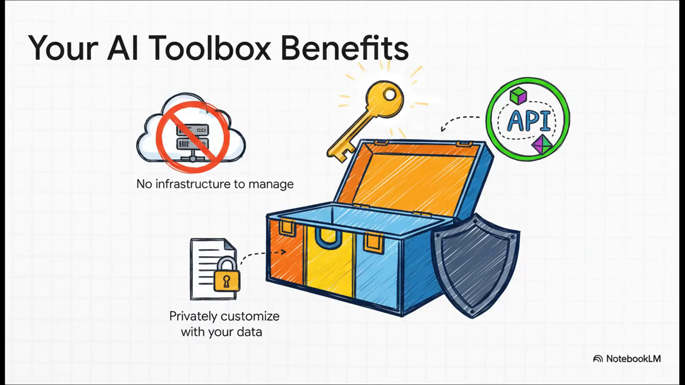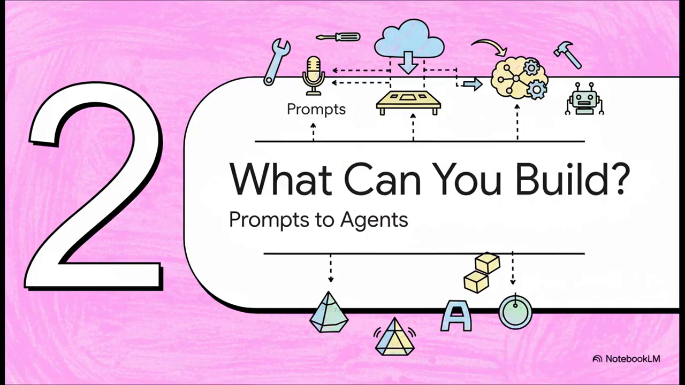And that's where this whole toolbox idea just clicks. Imagine having one key, that single API, that opens up a massive workshop filled with all different kinds of tools. You don't have to maintain the workshop, it's totally serverless, it's got security locks built right in. And maybe the best part, you can bring in your own private data to customize any of these tools for your exact needs.